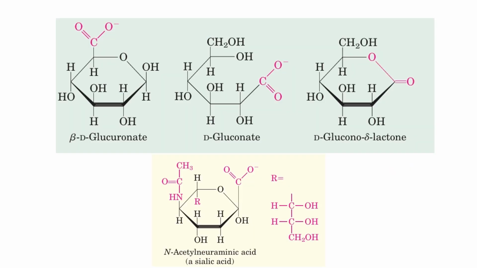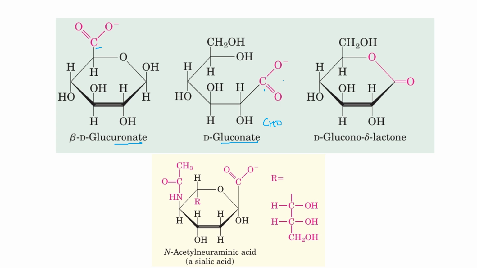Okay, next is the acidic sugars. This is the glucuronate form. In glucuronate, the C6 carbon is oxidized to the acid form. So this is the glucuronate form, and gluconate is when the C1, that is the aldehyde group, is oxidized to the carboxylic acid, then it forms gluconate.